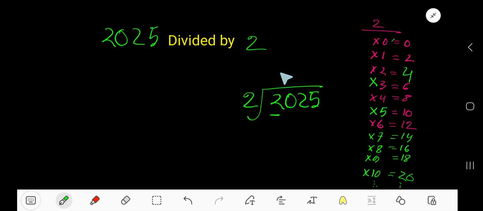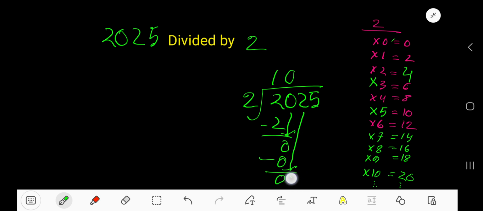2 goes into 2 one time. 1 times 2, 2. Subtract, 0. Bring down this 0. 0, 0 means 0. 2 goes into 0 how many times? 0 times, as 0 is less than 2. 0 times 2, 0. Subtract, 0.